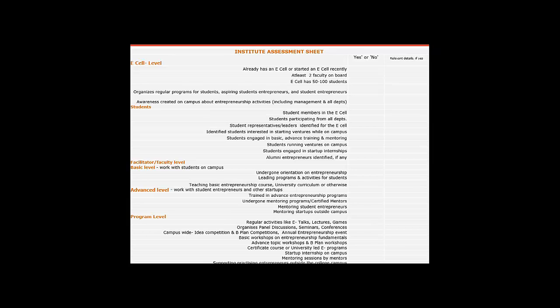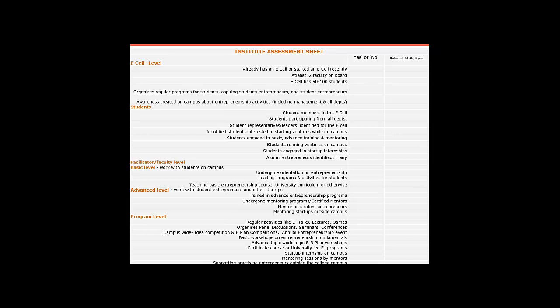The third thing, the last thing that you need to look at is what kind of programs you are running at your institute. At one level, you may just be running regular activities like e-talks and lectures. Some of you may be doing a lot of brand visibility events like panel discussions, large seminars, conferences. Some of you may be interested in only doing competitions. So you need to really identify, out of the programs listed here, broadly what programs you have been running on your campus.